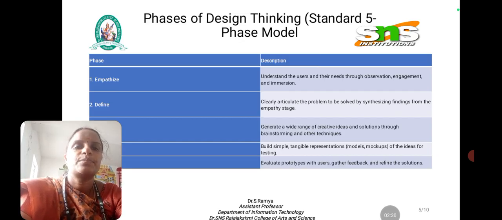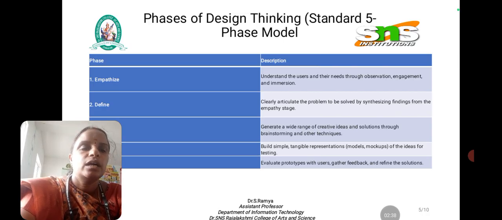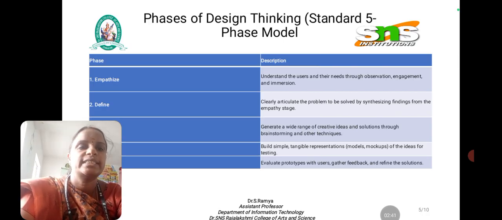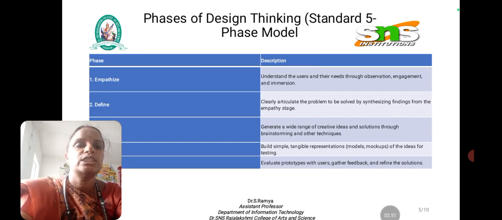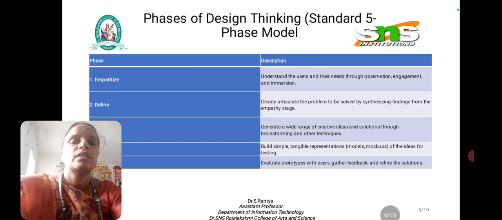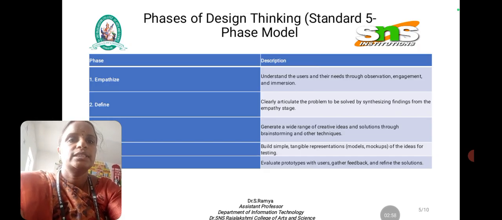The next stage is prototype. A prototype is a model which you have to implement. Build a simple, tangible representation of the model, mock-ups of the ideas for testing. The last stage is test: implement the prototype model to see whether it's working or not, evaluate the prototype with the user, gather feedback from the early stages itself, and reframe the solutions based on the feedback.